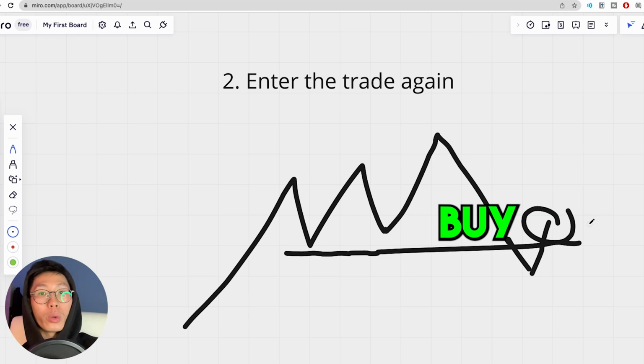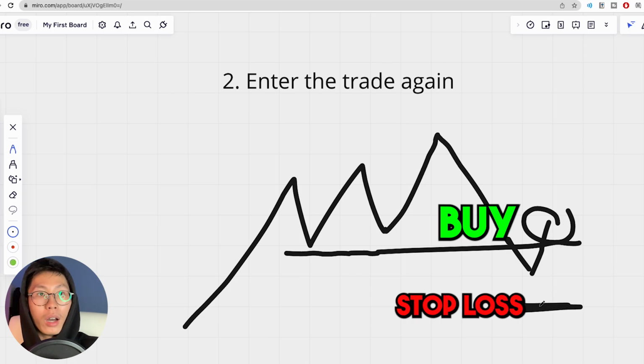And then this time, what you can do is place your stop loss right here. A little bit of breathing room, right? Give it a little bit of breathing room. And then enter for the trade again as long as you believe that the trade is still going to continue going your way.